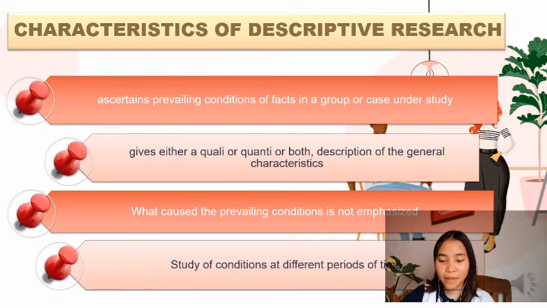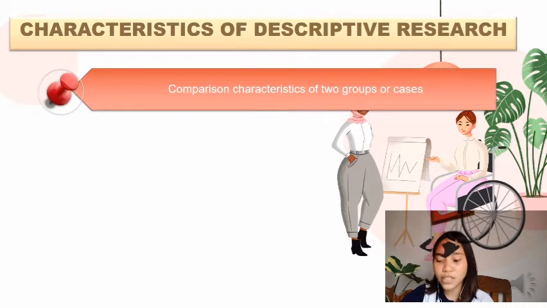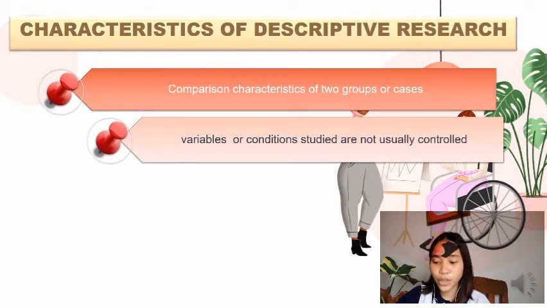Fourth, a study of conditions may be made at different periods of time. Changes and progress may be noted and then evaluated for any significance they give. Fifth, the comparison of two groups or cases under study may be made to identify their differences and similarities. Sixth, variables or conditions are not controlled, or it doesn't manipulate variables.